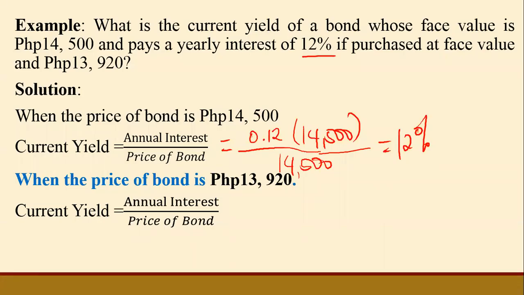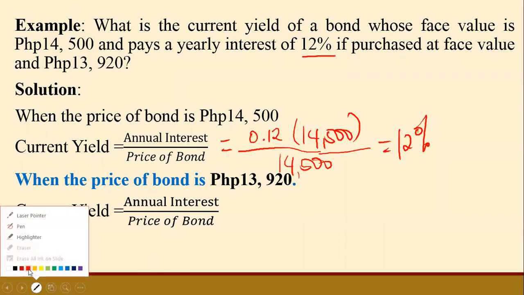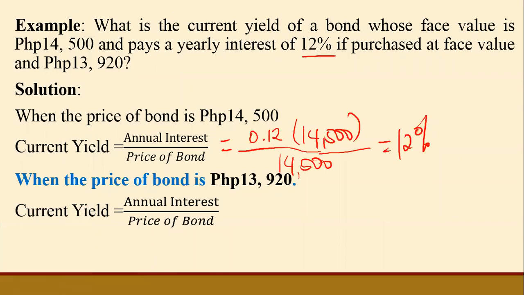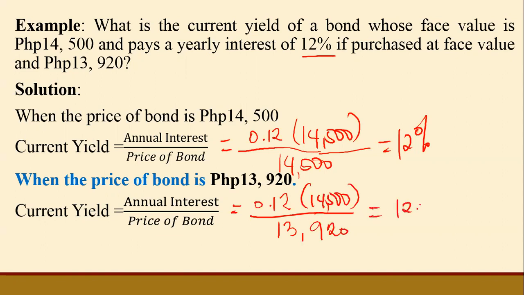So when the price of the bond is 13,920, what is the current yield? We're not finished yet. So the current yield is 0.12 times 14,500 over 13,920. So this is equal to 12.5%.